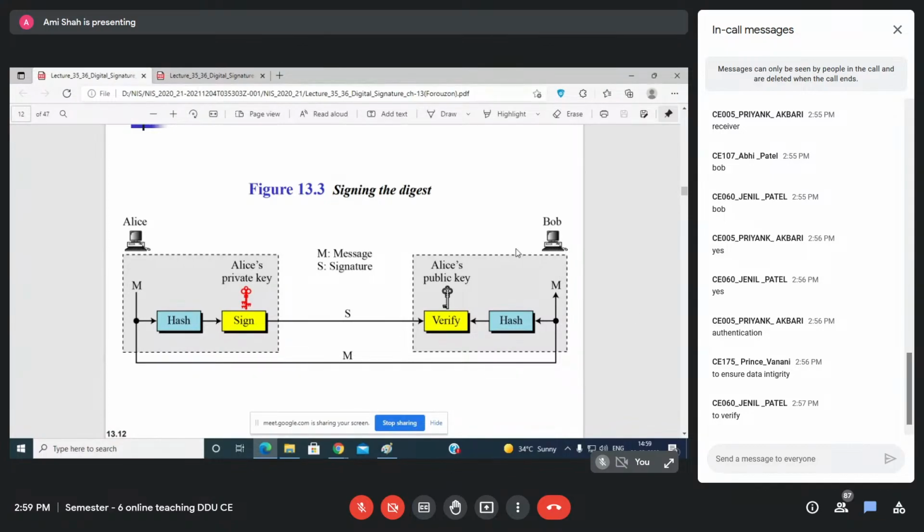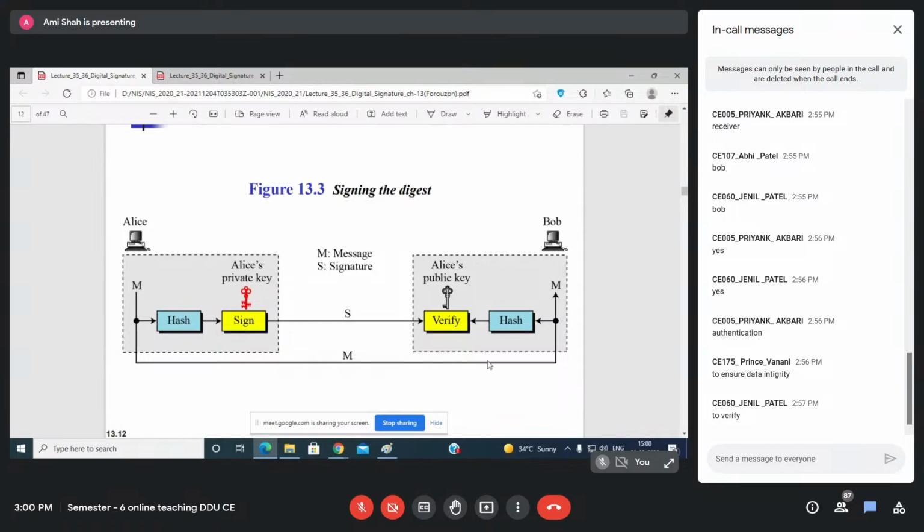Now at Bob's side, what happened? Bob uses the same hash function on the received message, and a digest is created. The calculation is done on the signature and the digest. The verifying process also applies the criteria on the result of the calculation to determine the authenticity of the signature.